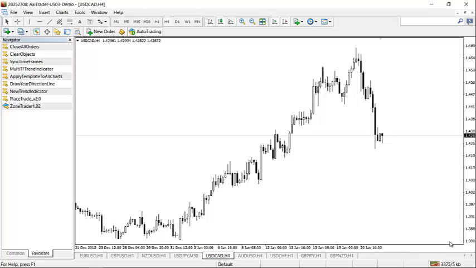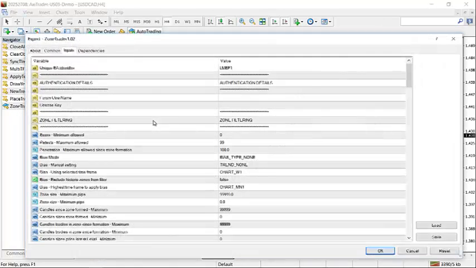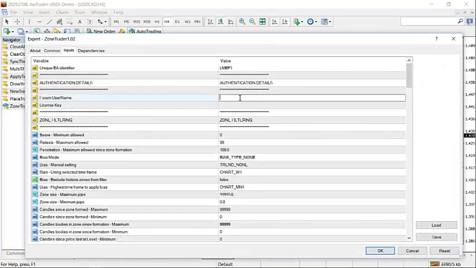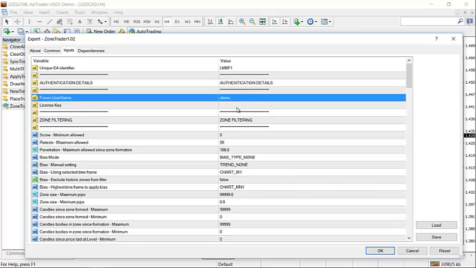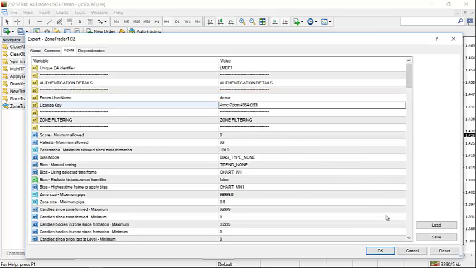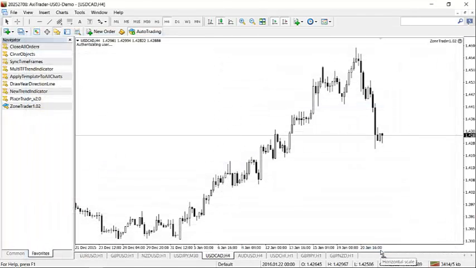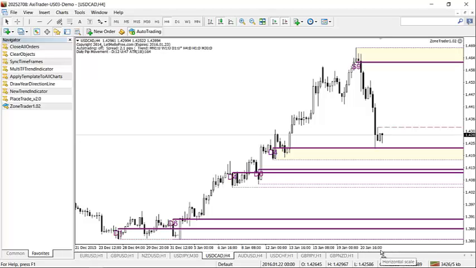To start using Zone Trader is extremely simple. Having installed it in your MetaTrader terminal, you simply go to your navigator window, find the expert advisor, drag it onto your chart, and enter some authentication details which you'll be provided when you subscribe to the service. I'll just enter my license key here, press OK, and you'll get the very first default settings for Zone Trader.